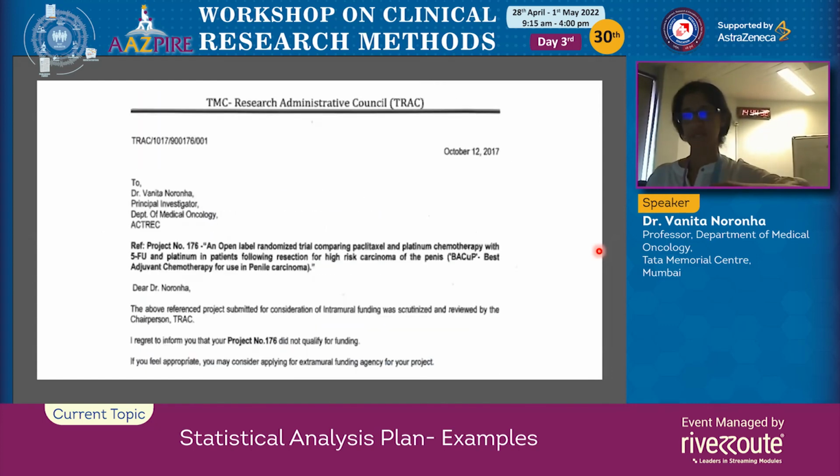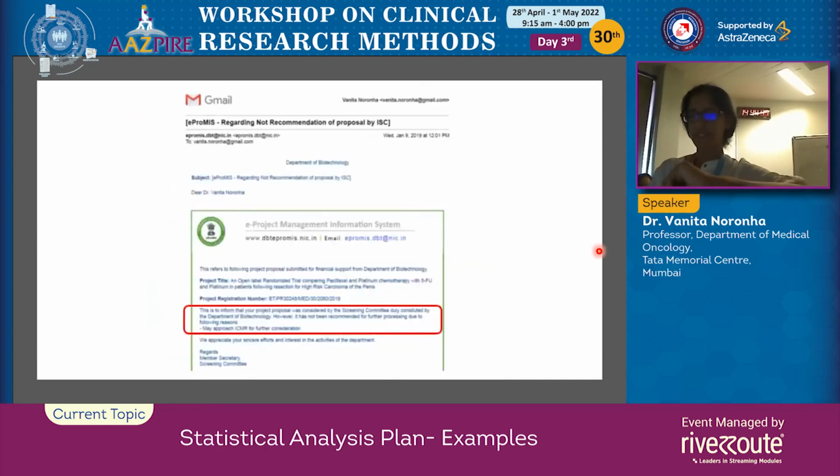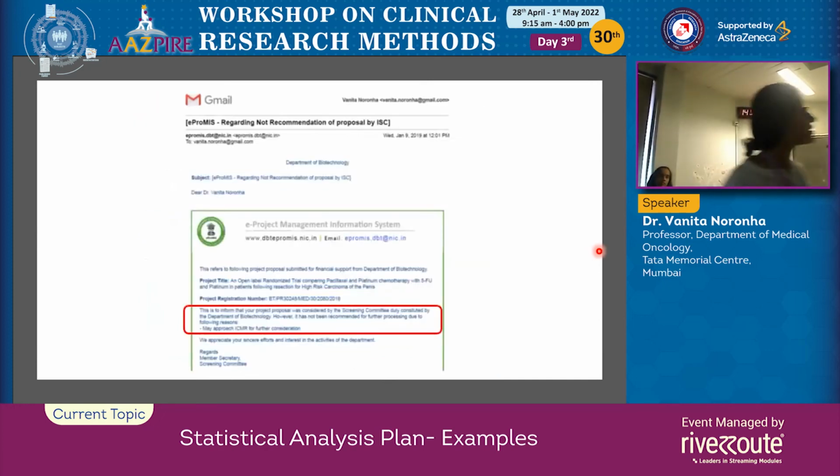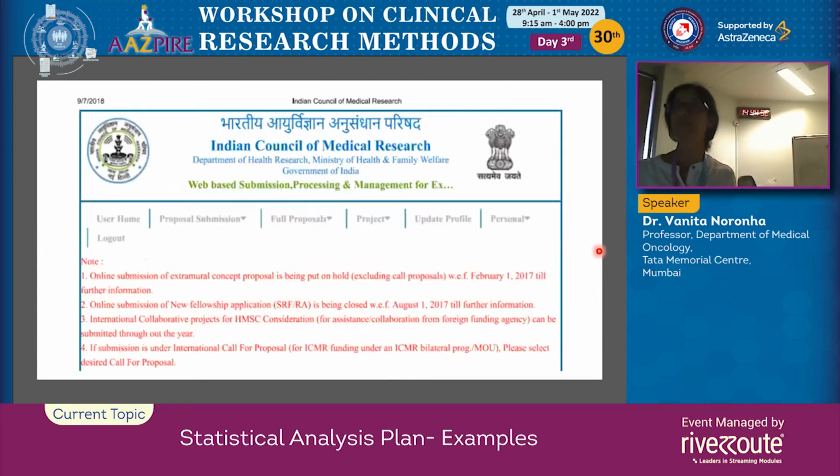So they said, no, we are really sorry. Apply for extramural funding. So I applied to DBT. This was the application. DBT rejected it. And the reason they rejected it is that we should approach ICMR for further consideration. Now, was ICMR accepting? No.